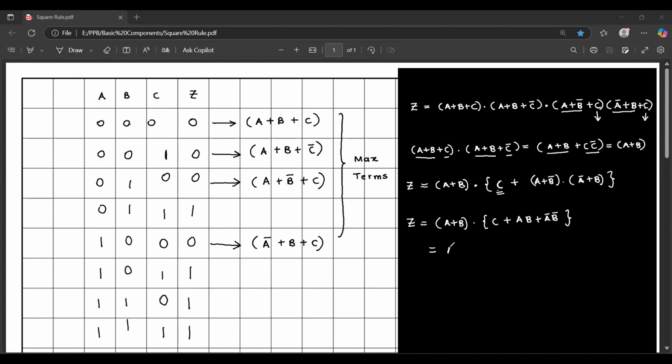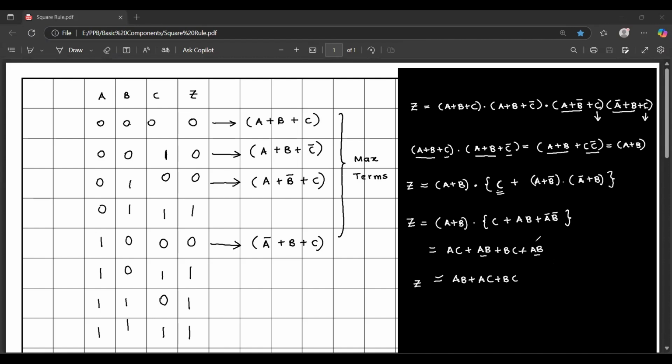Well, let's expand everything. That will give us AC, AAB, but AAB can be given as AB, and then A bar, B bar, A bar is equal to 0, so we don't have to mention that. Then we have BC and then ABB, so that can be given as AB, and then A bar, B bar, B bar is equal to 0, so we don't have to write that down. And we can remove AB since it is recurring. So the final output will be AB plus AC plus BC. So Z can be given as AB plus AC plus BC.